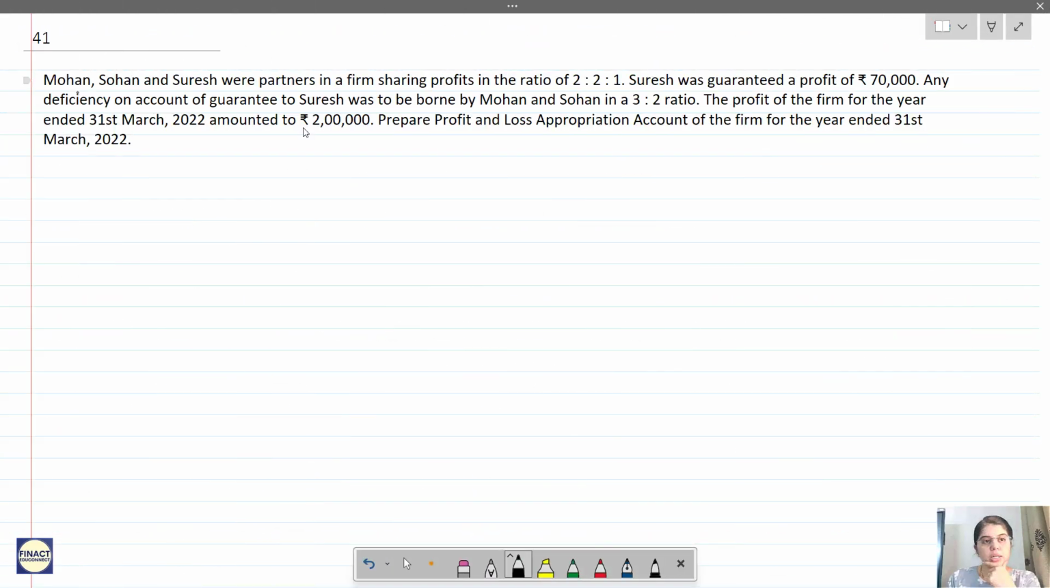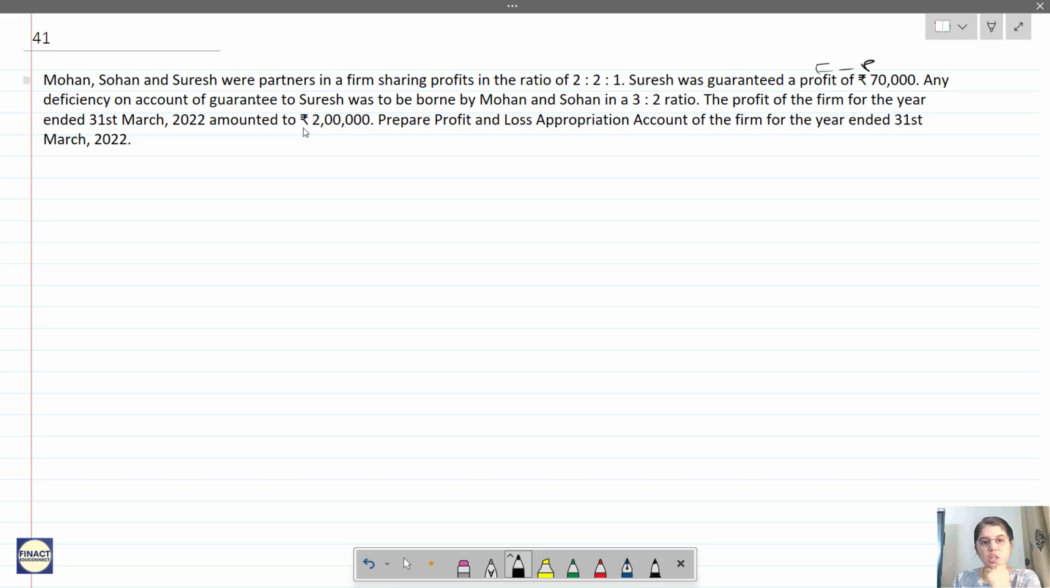Okay. So now see here, Mohan, Sohan and Suresh were partners in the firm sharing profits in the ratio of 2:2:1. Okay. Suresh was guaranteed a profit of 70,000. Okay, Suresh is guaranteed a profit of 70,000. So this is, partner is guaranteed a profit by firm, correct? Because if nothing is given, we will assume that firm has guaranteed it. So this is firm to partner.